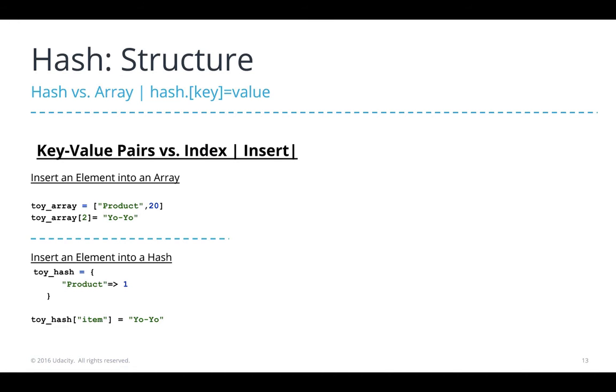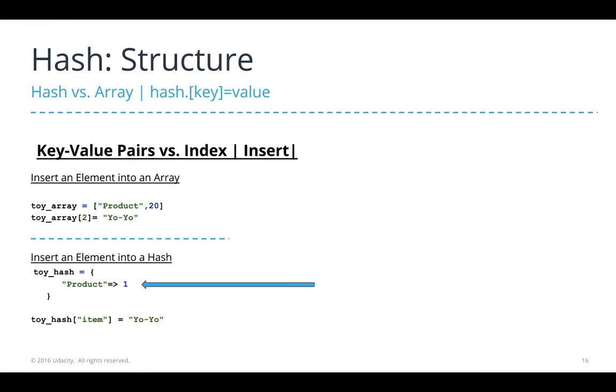Let's look at this in action. Let's examine how we would insert a key-value pair into a hash and compare it against how we would insert an element into an array. So here we have a variable named toyArray, which points to an array of two elements, a string at the 0 index, product, and a number at index 1, 20. If we wish to insert a third element into the array, we would essentially just call on the toyArray, hard brackets 2, and assign index number 2 in the array to be yo-yo. Now toyArray will contain three elements, the string product, 20, and the string yo-yo.